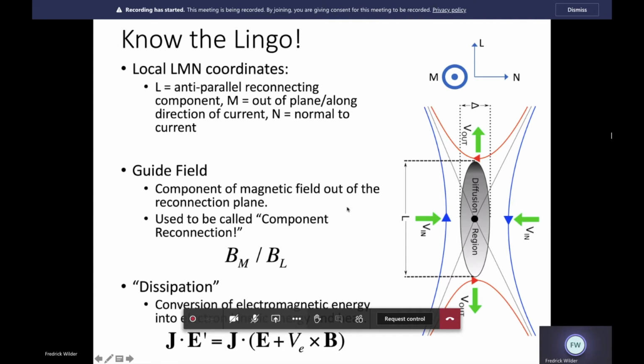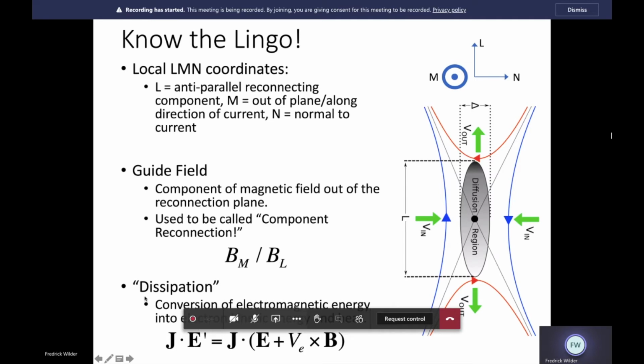Another term is something called guide field. So magnetic fields are rarely anti-parallel. In fact, they usually are at some finite angle with each other. And so when you rotate into the reconnecting plane, there will actually be a non-zero component of the magnetic field that's out of the plane. And that does not reconnect. In the olden days, some of the space physics people will know this as component reconnection, as opposed to anti-parallel reconnection where there is no guide field.